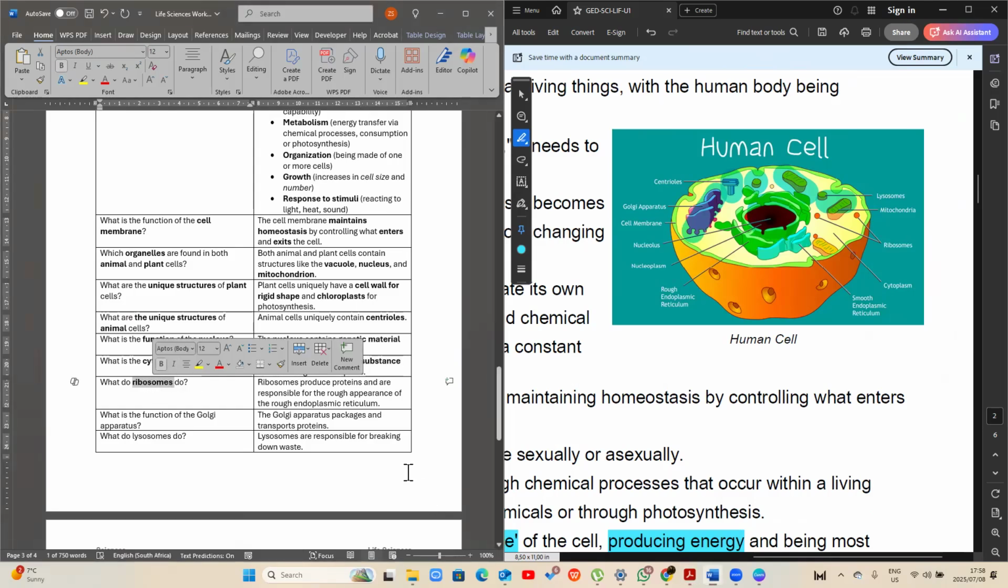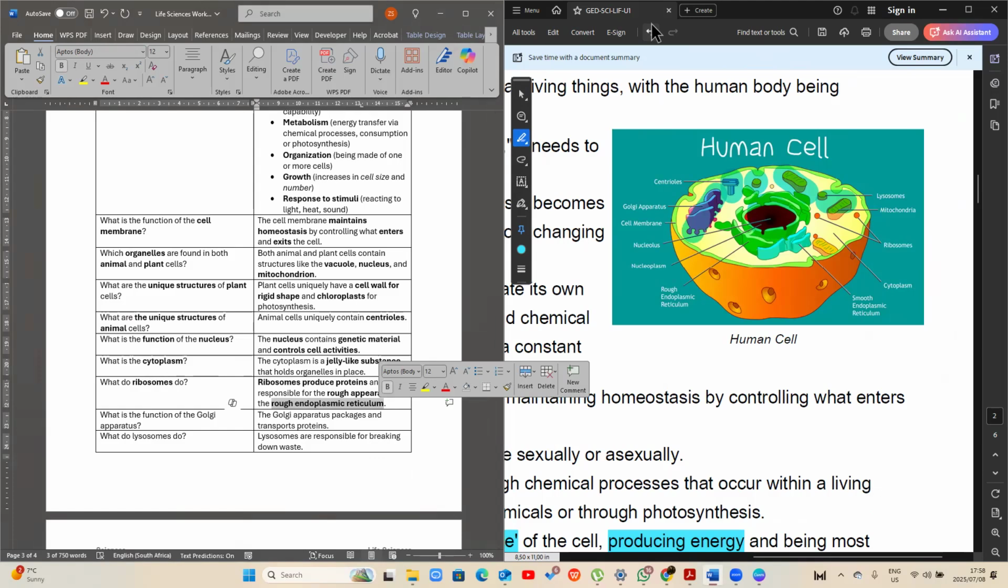Speaking of organelles, we have to take a look at what ribosomes do. Ribosomes are important because they are the ones that produce proteins. They are also responsible for the rough appearance of the rough endoplasmic reticulum. So, over here on our little diagram, you'll see by the green part, we've got the rough endoplasmic reticulum. And then the blue part is the smooth endoplasmic reticulum. So the endoplasmic reticulum will start off smooth, and then once the ribosomes have created or produced the proteins, they will attach to the endoplasmic reticulum, causing it to become a rough endoplasmic reticulum.